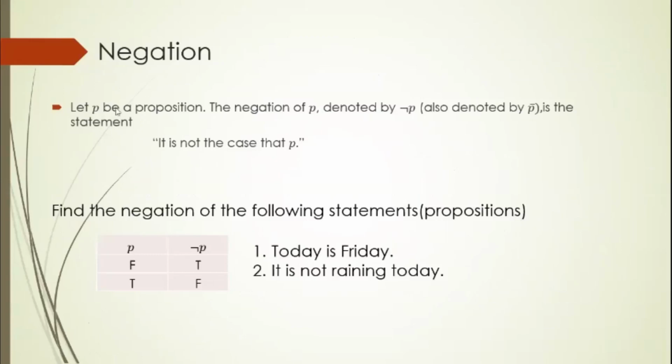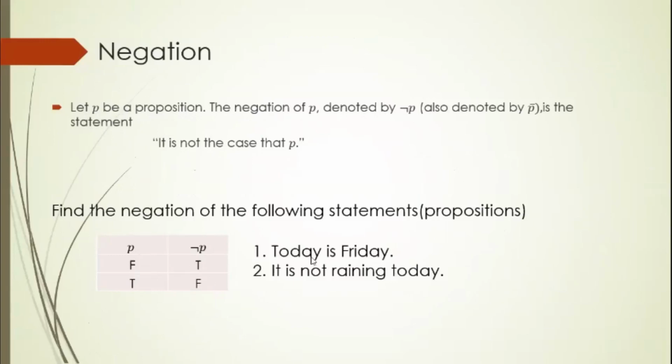So let's start with negation. Let P be a proposition. The negation of P, denoted by this symbol, is the statement it is not the case that P. Find the negation of the following statements or propositions. So our proposition here is false. What is its negation? Of course, the opposite of false is true. If our proposition is true, what is its negation? Therefore, it is false. So we just negate, or we take the opposite of that condition.